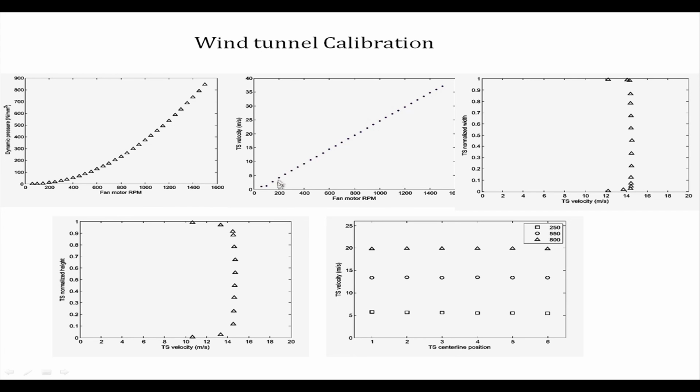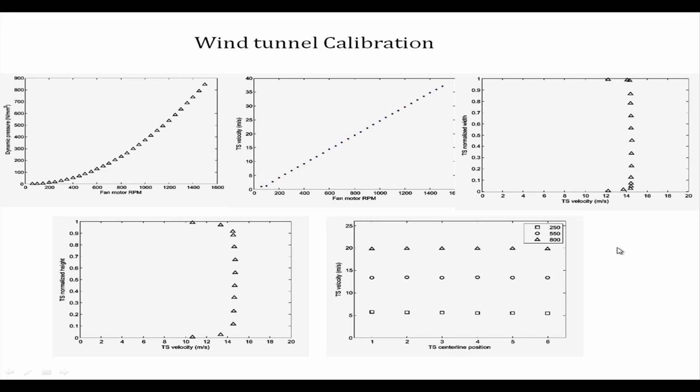Here you see fan motor RPM versus test section velocity in meters per second, and that looks linear. Why is it linear? That again is a question, and is it supposed to be linear or not? That also you need to argue. So, there are certain things which I am not answering, but I am sure you can answer it very easily. I am leaving it to you to think over.